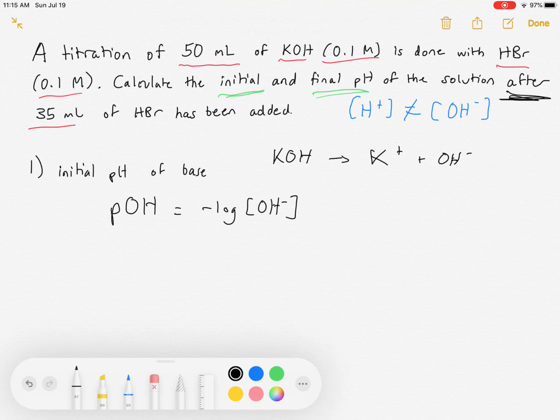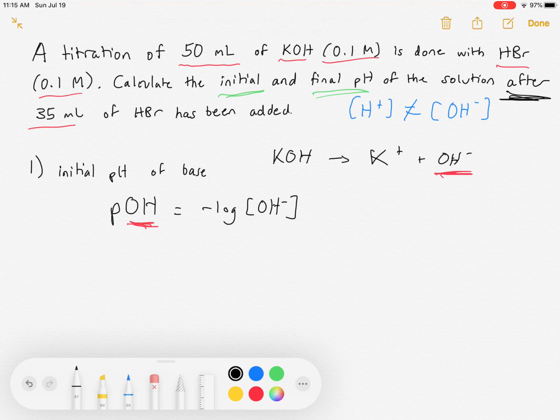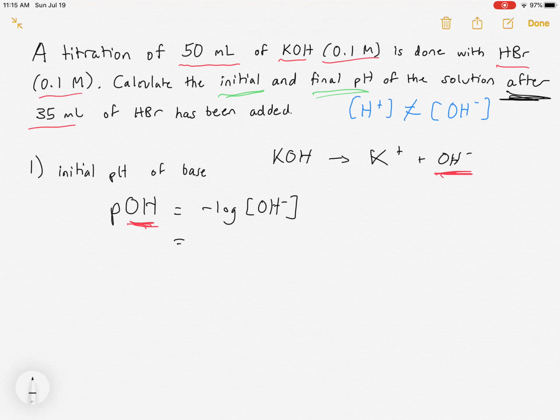This is something that I noticed a few of us making errors on in this unit. If you're starting with hydroxide, you cannot find the pH with that information. You have to find the pOH, because if you only have base, bases do not dissociate to produce hydrogen ions. They produce hydroxide ions. So you need the pOH. And we already know that it's 0.1 molar. That's the concentration. So it's the negative log of 0.1 molar.